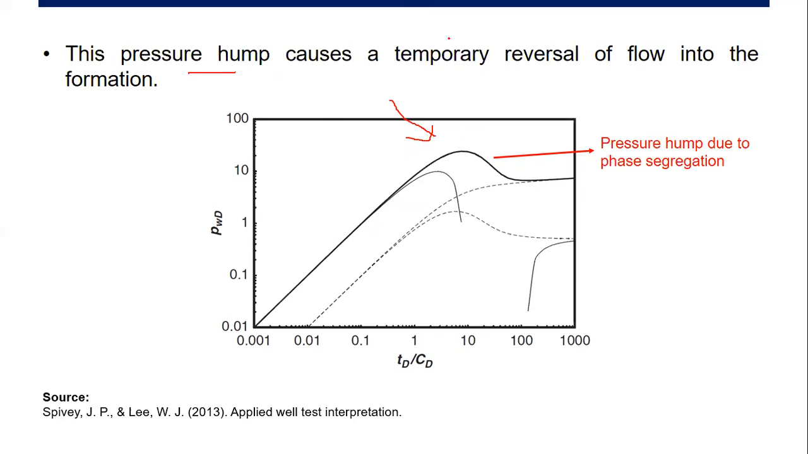This is the next thing that is very important for us to know. The pressure hump causes temporary reversal of flow. So there will be reflux from the wellbore back into the formation, back into the reservoir. Why? Because the pressure inside the wellbore is a little bit greater than the pressure in the reservoir. So there will be reverse flow from wellbore into the formation. There will be reflux because of this pressure hump. That's the third one. The next one, here you go.